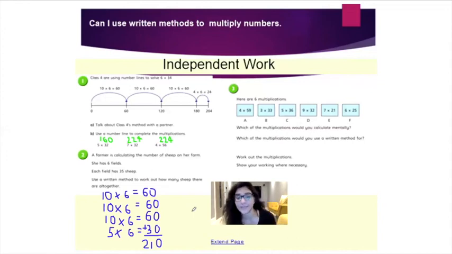Question 3. There are 6 multiplications. We have A, B, C, D, E, and F. Now, which one would you calculate mentally? So let me know on Tapestry which one you would calculate mentally, and then also let me know which one of those would you use a written method for. And for an extra challenge, I would like for you to explain to me why. Why would you choose to do one mentally, and why would you choose to do one in the written form? Let me know your thoughts, and I will be sure to check on Tapestry what you have to say.